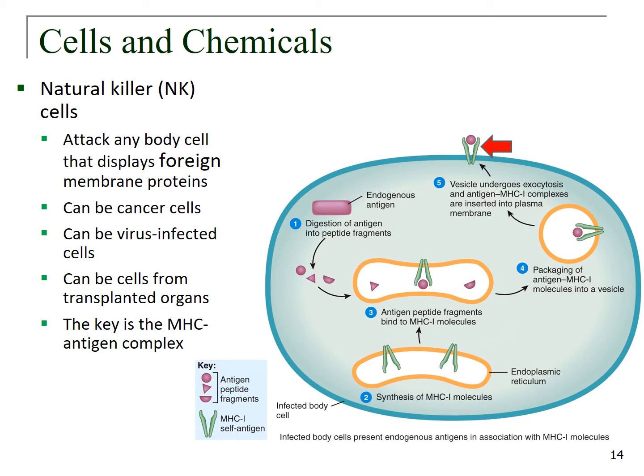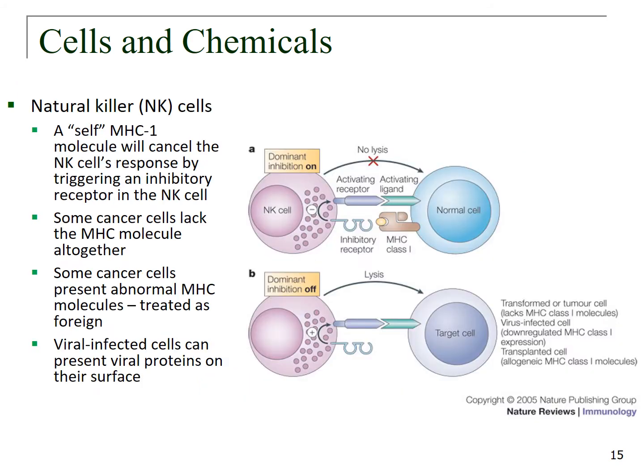Cells from transplanted organs are going to have a different genetic code, therefore a different protein structure, and they're going to look foreign as well to natural killer cells. So that's when natural killer cells can go after transplanted organs, and that's when you can see organ rejection.